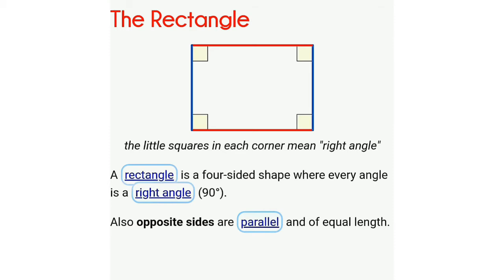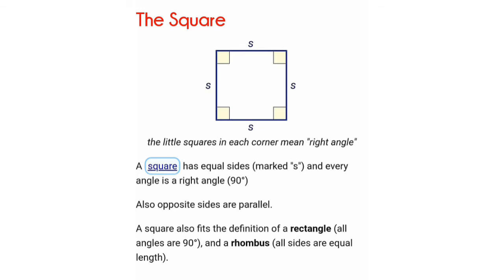Next we have square. So what is a square? A square has equal sides, all sides equal, and four angles, and all angles are right angles, 90 degrees. In this figure, these little squares in each corner mean these are 90 degree angles, right angles, and in a square all sides are equal, all sides having the same length, and the S mark shows equal sides, and in a square opposite sides are parallel. A square also fits the definition of a rectangle.